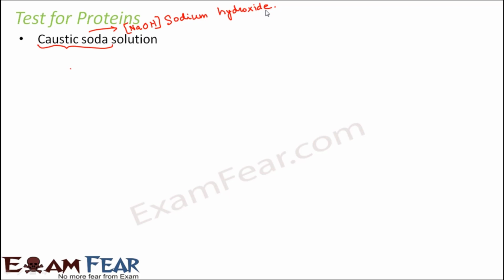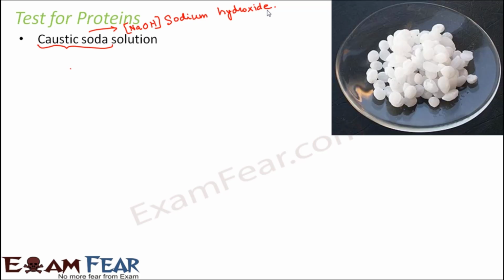Now again, how do we prepare caustic soda solution? Whenever we have to prepare a solution of anything, we just mix that substance with water, and that's how we are able to prepare a solution. Like we prepared iodine solution, we added a few drops of iodine to water and we got iodine solution. Similarly here also, we will take some sodium hydroxide. Look at sodium hydroxide. This is how it looks. It is in the solid form.